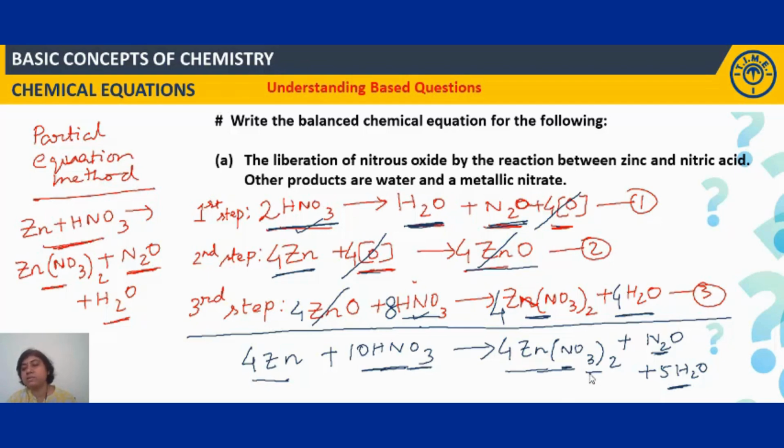How many oxygen atoms? 3 2s are 6. 6 oxygen atoms. So 4 zinc nitrates are there. So 4 zinc nitrates, 6 into 4, we are getting 24 oxygen atoms from zinc nitrate. From nitrous oxide we are getting 1, and from water we are getting 5. So 24 plus 1, 25 plus 5, total 30.